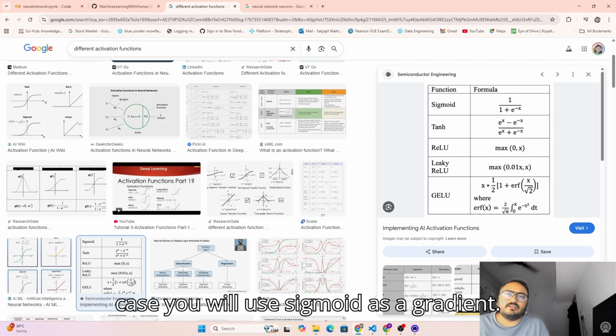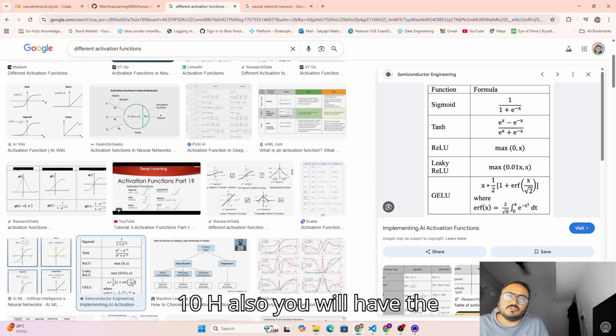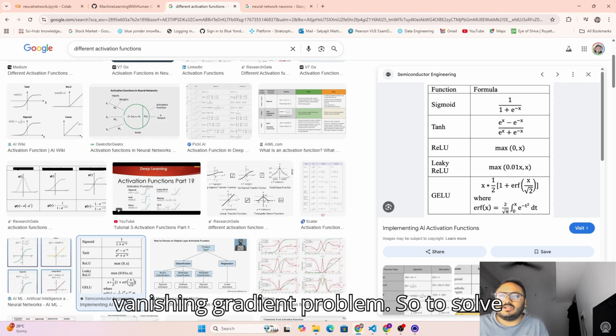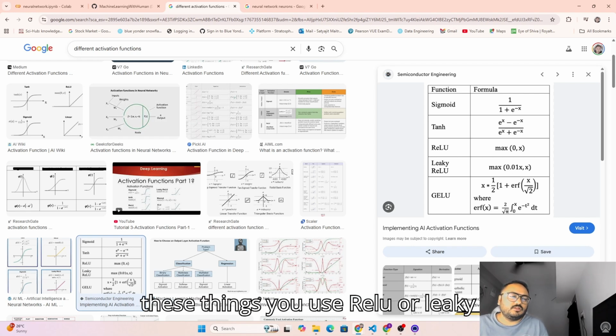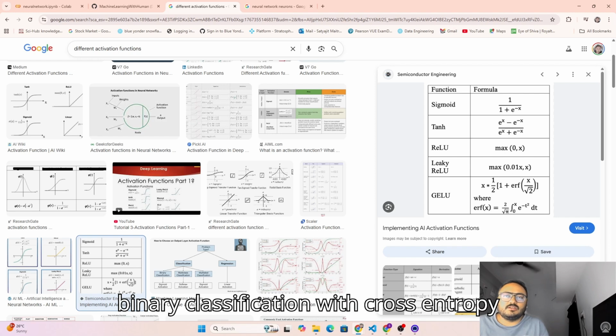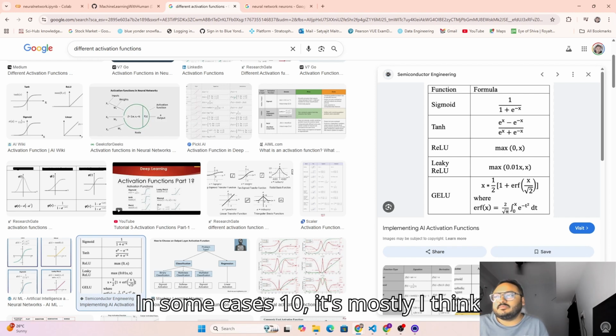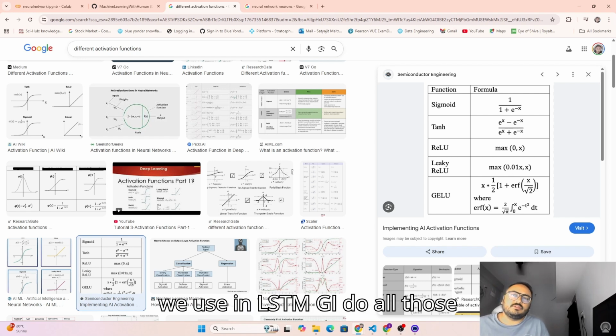Sigmoid has a vanishing gradient problem. Likewise, tanh also has the vanishing gradient problem. To solve these, you use ReLU or leaky ReLU kind of activation, but mostly in binary classification with cross entropy loss we use sigmoid. And tanh in some cases, mostly I think we use it in LSTM, GRU, all those gates.